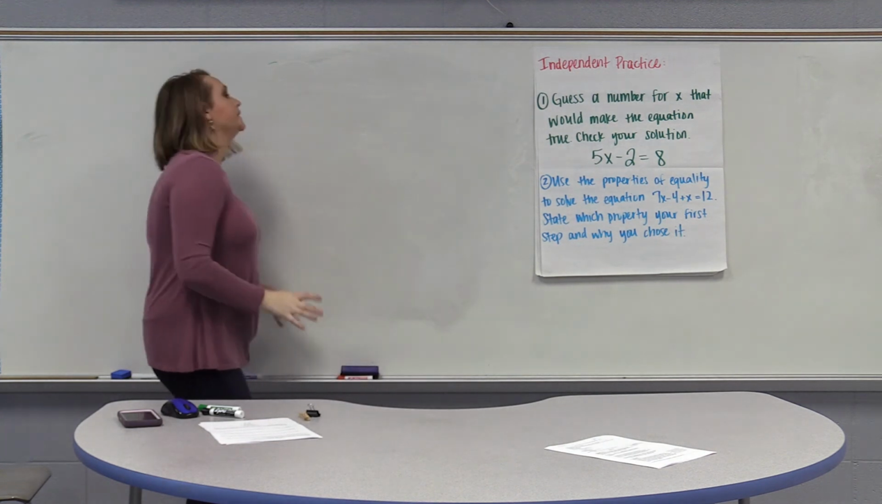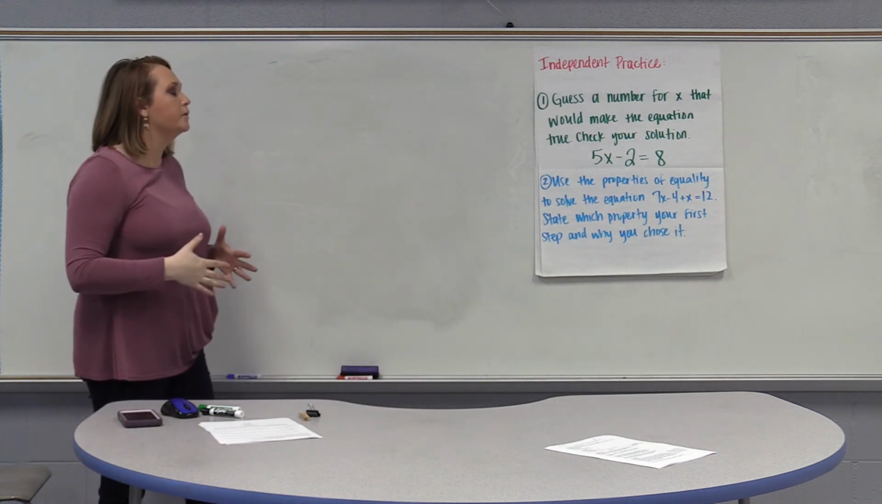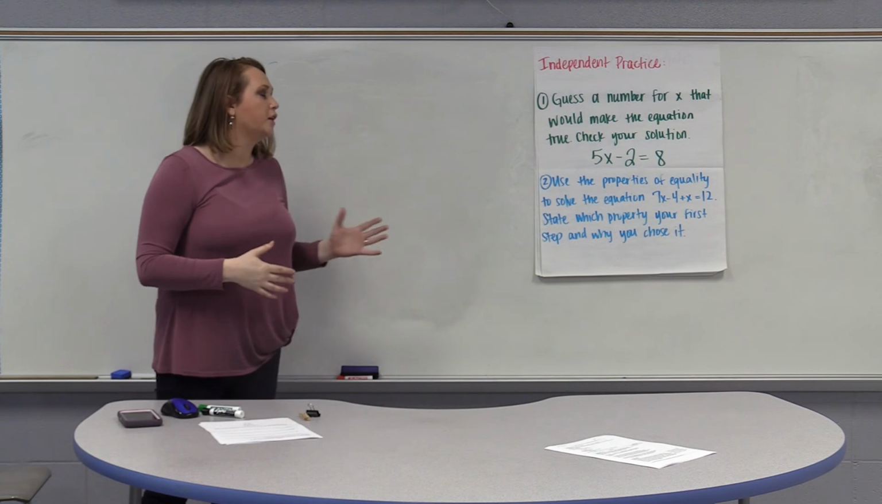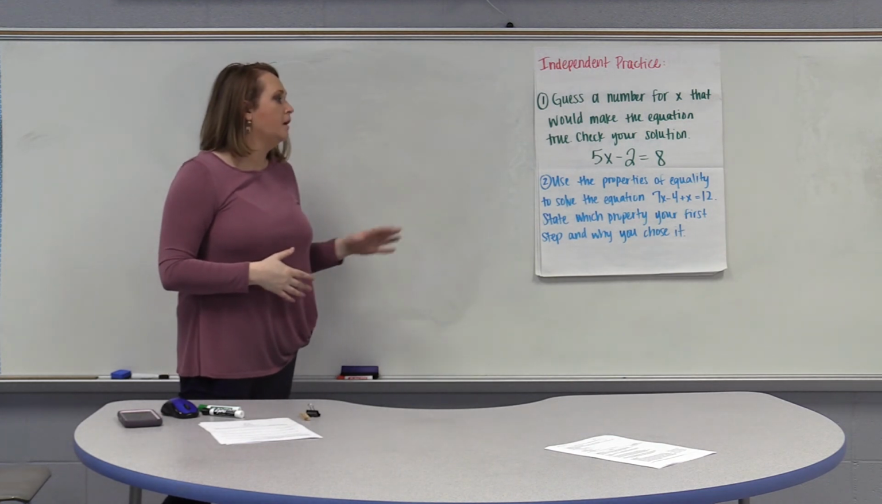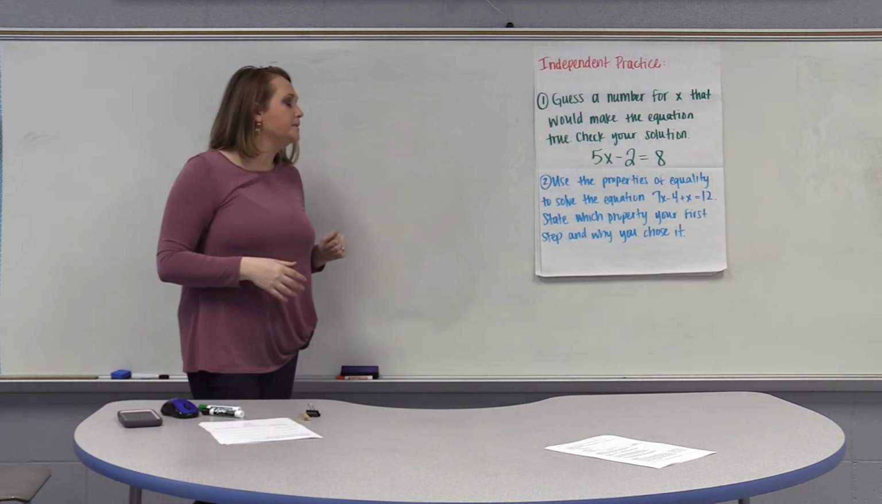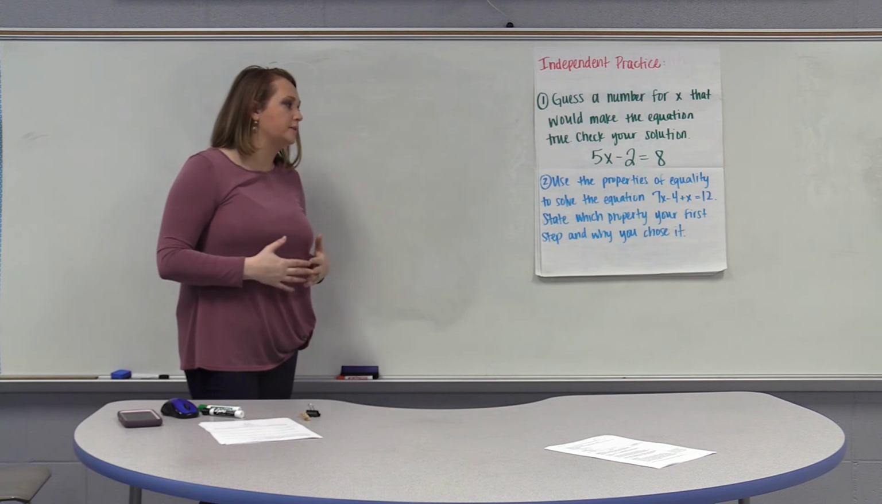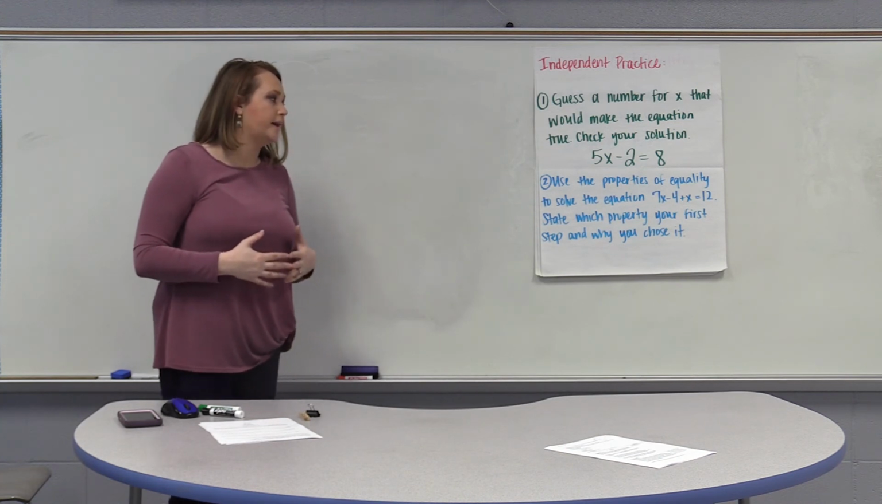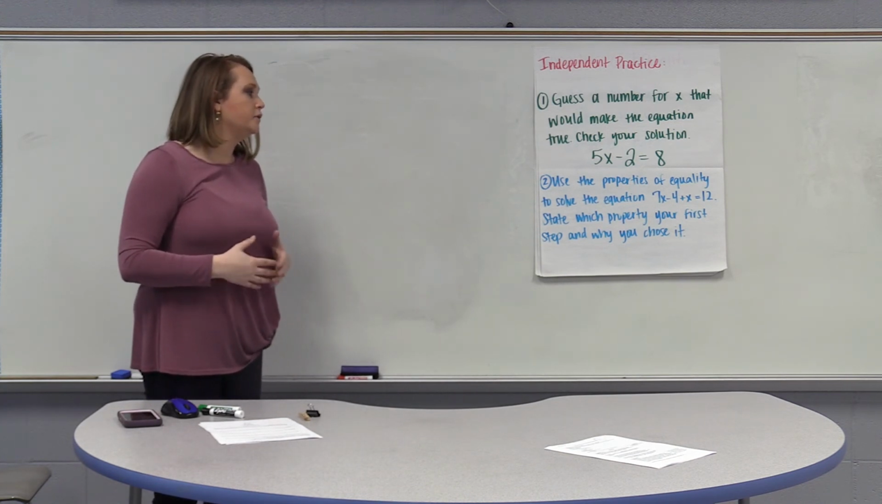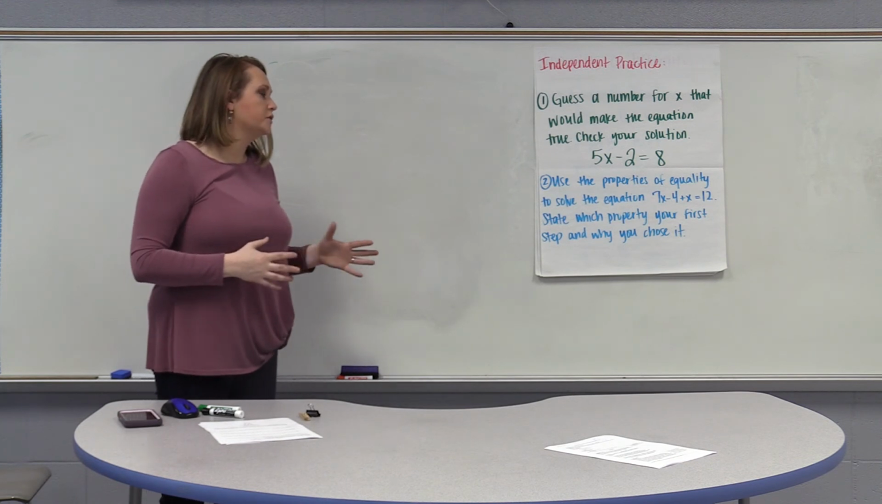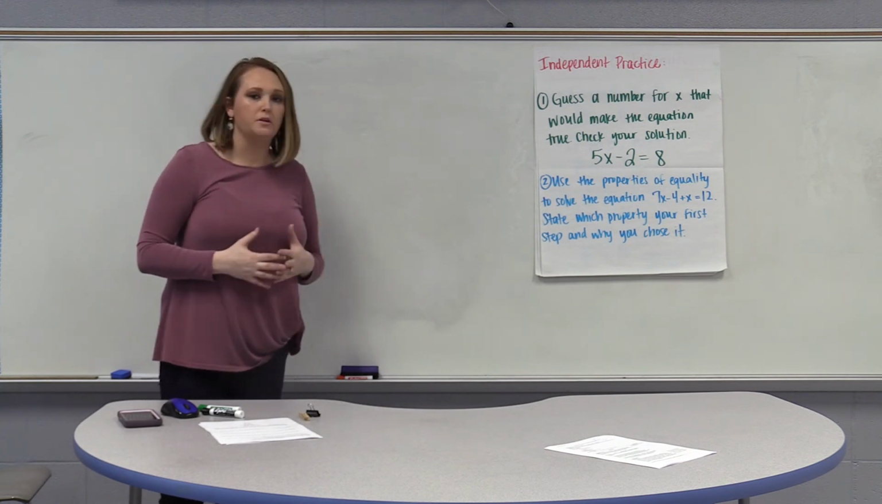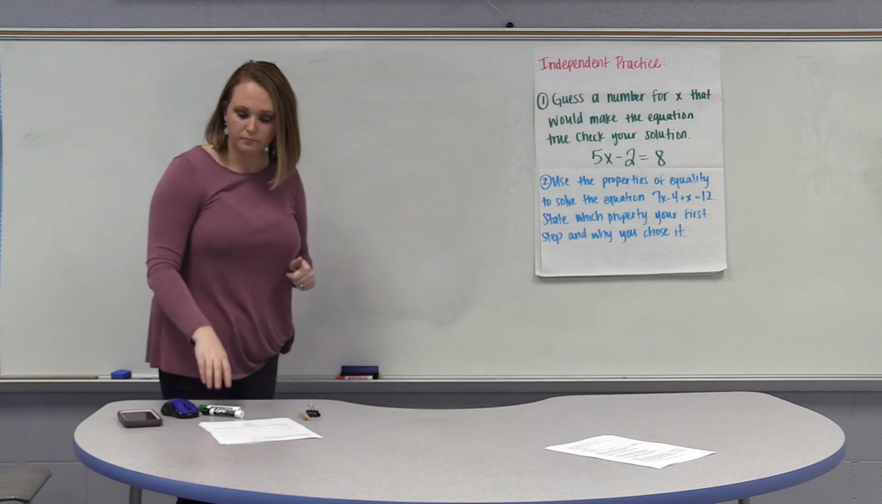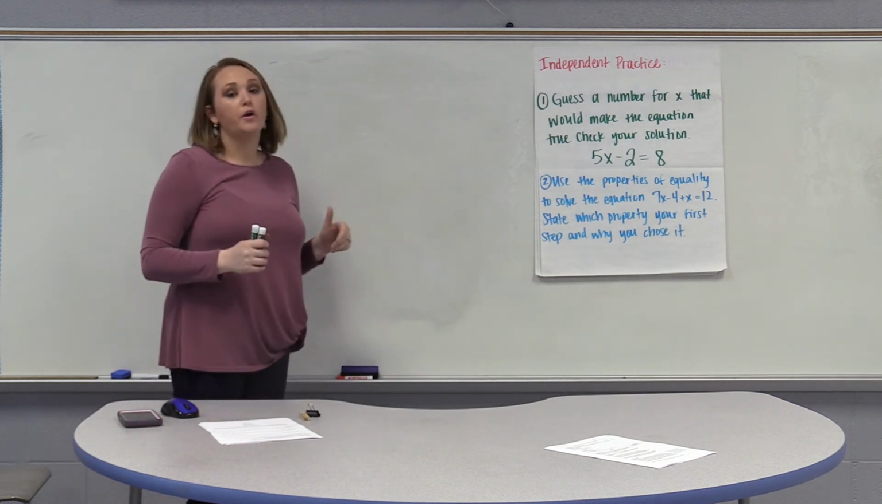Our first one says, guess a number for x that would make the equation true. Check your solution. Number 2 says, use the properties of equality to solve the equation 7x minus 4 plus x equals 12. State which property you used in your first step and why you chose it. We will go through these together.